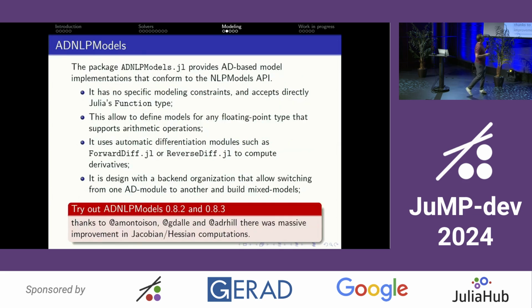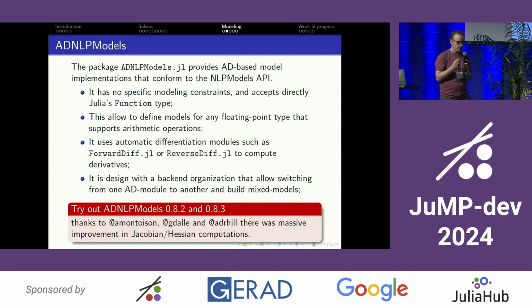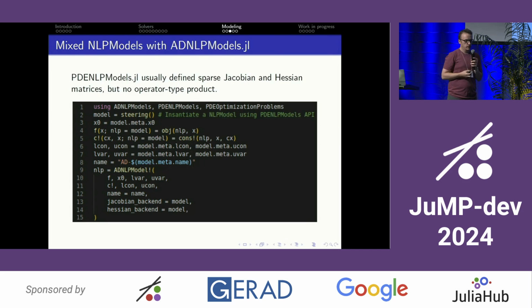Great. So I won't talk a lot about the AdNLP model. I just wanted to mention that there have been some new updates there, thanks to Alexis, Guillaume Dahl, and André Hill, that led to massive improvement in the Jacobian and Hessian computations. So I invite you to ask us a question or discuss this after the conference if you want, or ask Alexis. So essentially in the AdNLP model, we are trying to be up to date with what people are developing in automatic differentiation in Julia, and trying to be as flexible as possible so that you could use different backends, different AD systems.